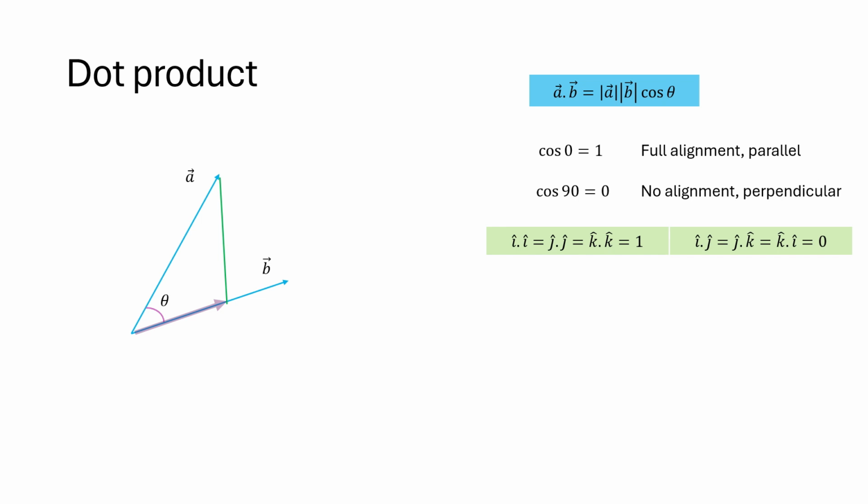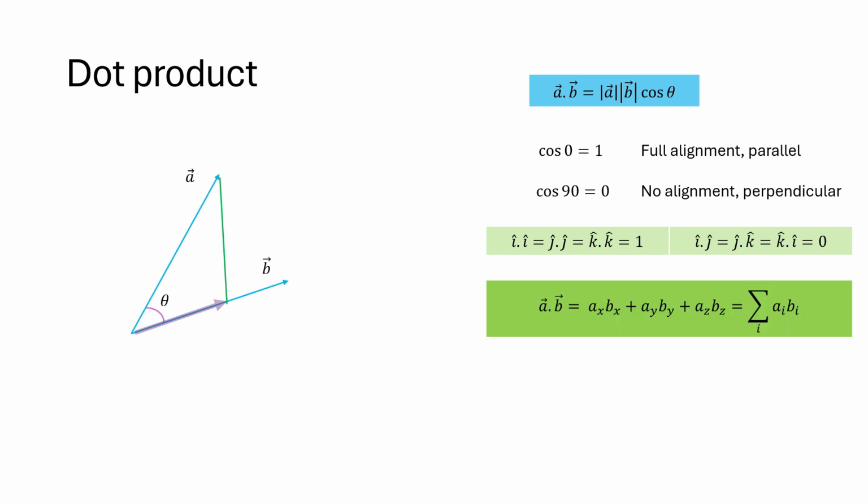Based on this, we can write the dot product between the two vectors as a sum of the product of their components. Here we have also used the summation notation to express this sum. As we can see, the output of the dot product is a scalar quantity. Therefore, the dot product is also known as the scalar product.